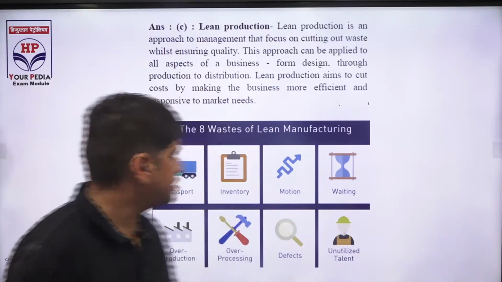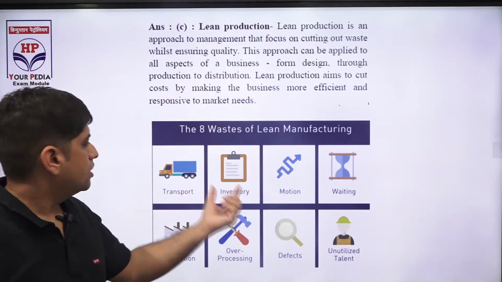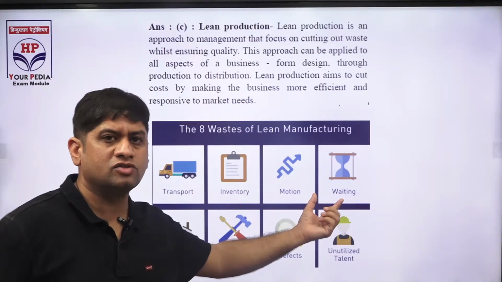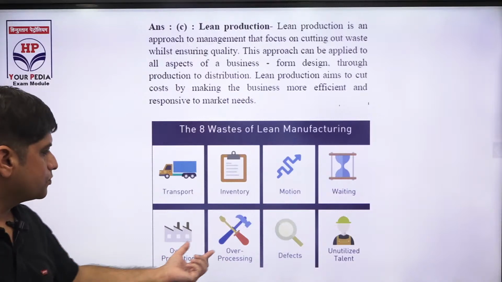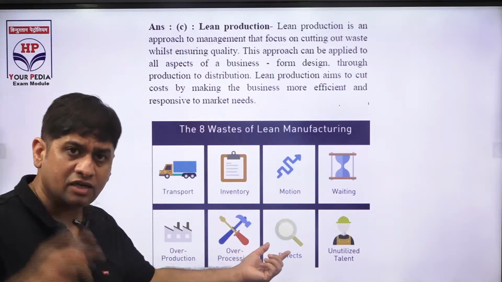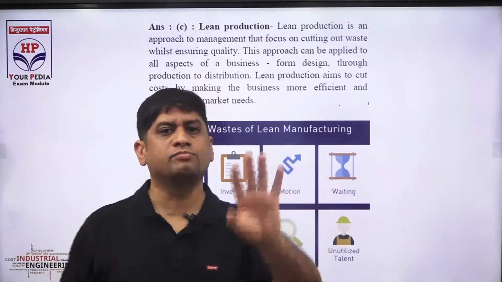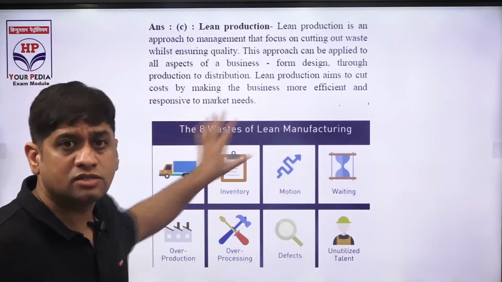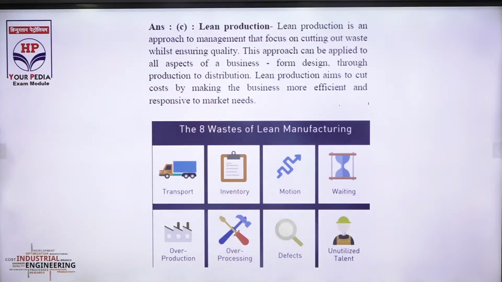So I want to minimize the wastage. Transport is also wastage, inventory is also wastage, unnecessary movement is also wastage, waiting somewhere is also wastage, overproduction is wastage, over processing is wastage, defects if you produce are wastage, unutilized manpower is a wastage. So in your industry, in your system, if you minimize these wastages, then your production will become an efficient production system. In one way, inventory is a wastage for us.